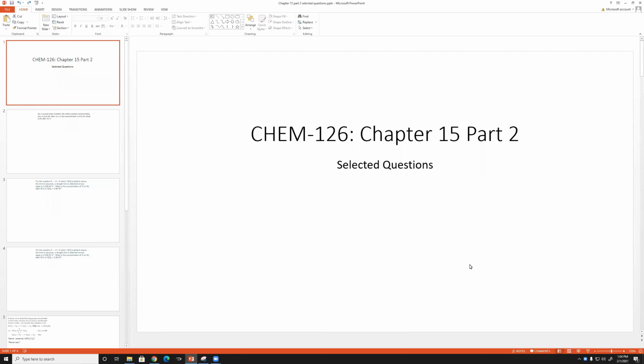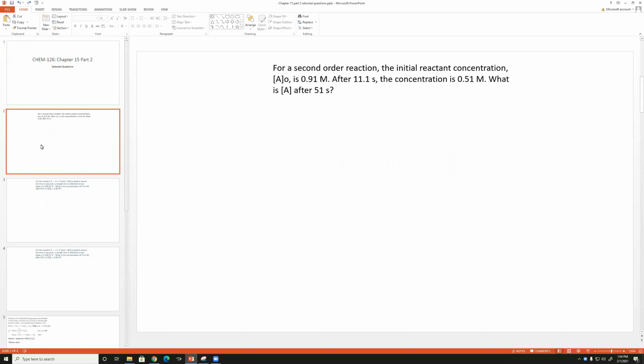All right, here are some selected questions from chapter 15. So the first one, for a second order reaction, the initial reactant concentration A0 is 0.91. After 11.1 seconds, the concentration is 0.51. What is A after 51 seconds?